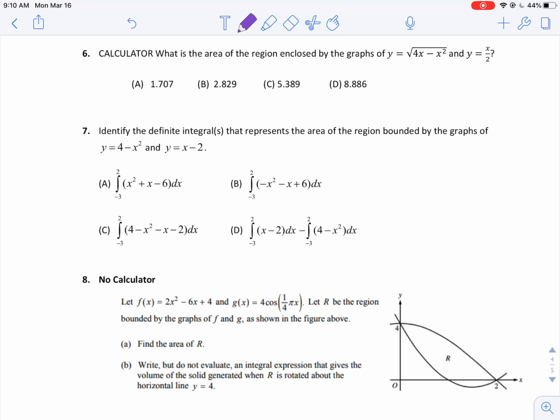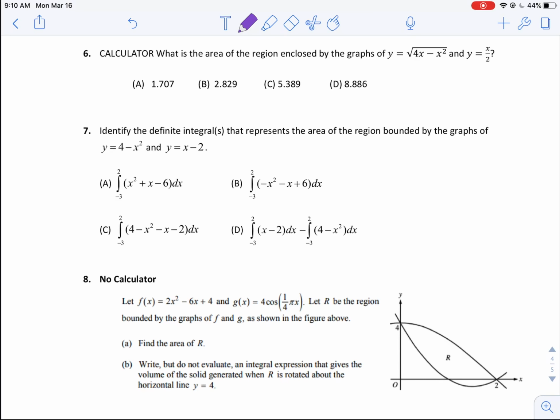Number 6, calculator. What is the area of the region enclosed by the graphs of y equals the square root of 4x minus x squared and y equals x over 2? So I have 4 choices there. I need to find out which function is on top and which one is on the bottom, as well as my points of intersection. So I have the square root of 4x minus x squared, and I have x over 2.